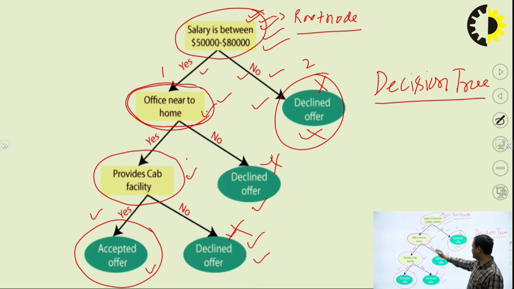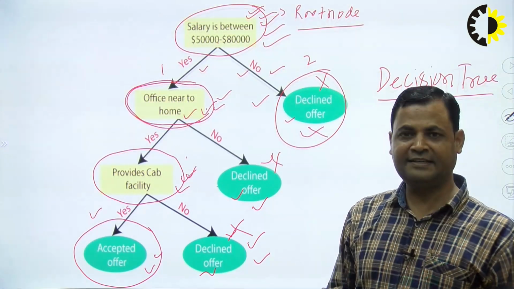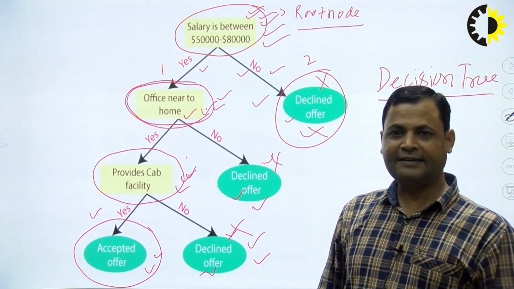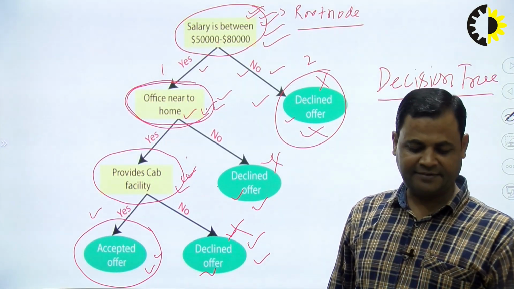So these are the child nodes. This is again a child node for this particular node, and this one is the child node for this particular node. So this is the basic structure of the decision tree, and how the decision tree is applicable to solve real complex problems of real life.